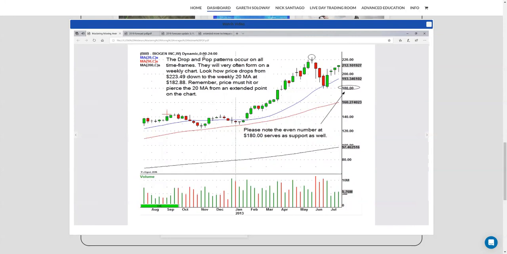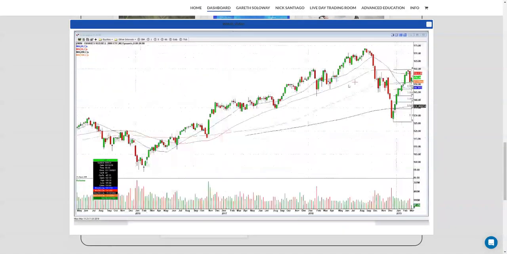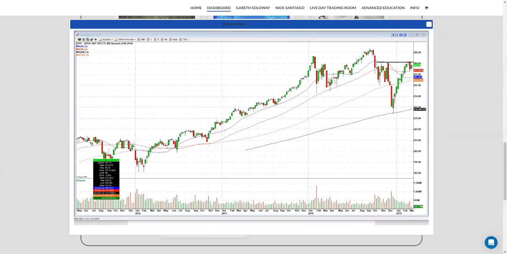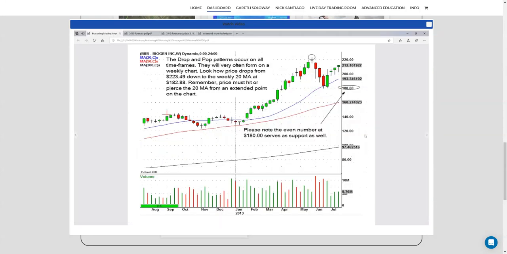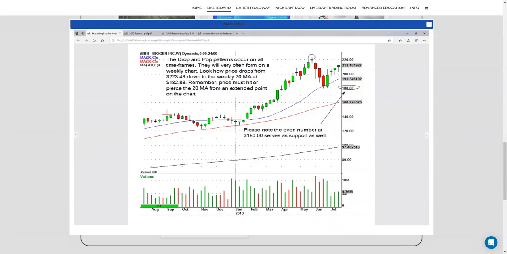All right, here we have Biogen. This is a weekly chart. It goes from 220 plus, comes down into the 180 level, right into the 20, pop. We just had it also, what was it on? It was a Russell? Maybe not. I forget, shouldn't go on a wild goose chase here. So you see it, Biogen right into the 20 MA weekly chart, and then you get a nice move. Also notice the 180 whole round number. Nice even number. Markets love to do that.